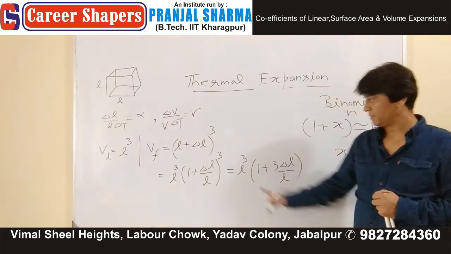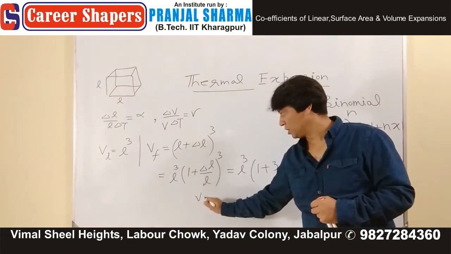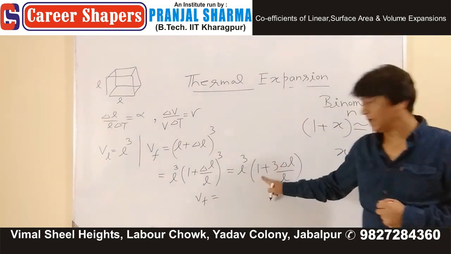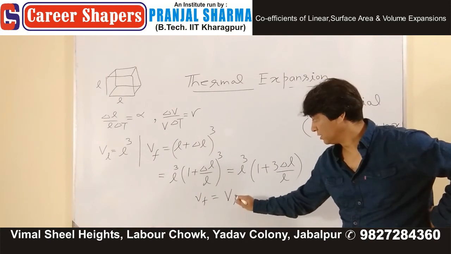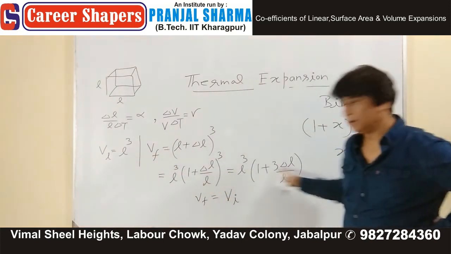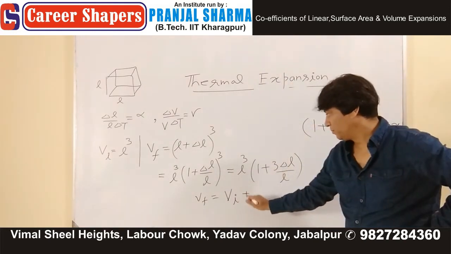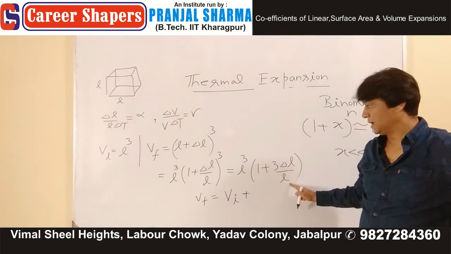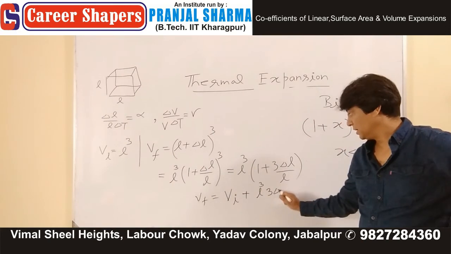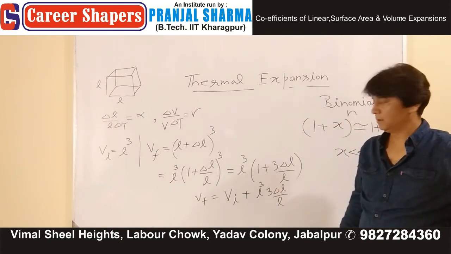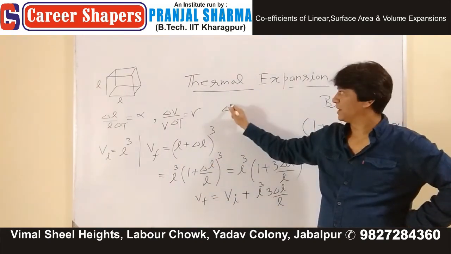What is this? This is L cube. This is what? V final. So what we have got is V final, L cube inside. What is L cube? V initial. This is V final. L cube is what? L cube plus L cube into 3 delta L upon L. Shift V initial: V final minus V initial becomes what? Delta V.